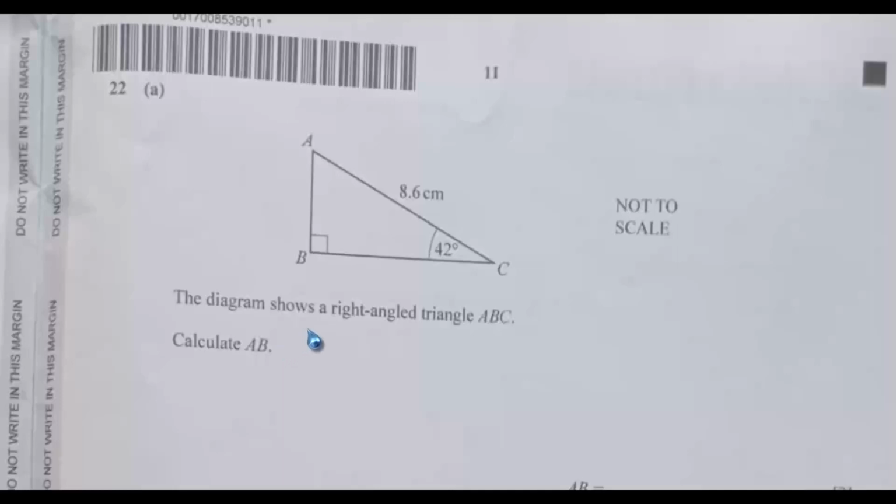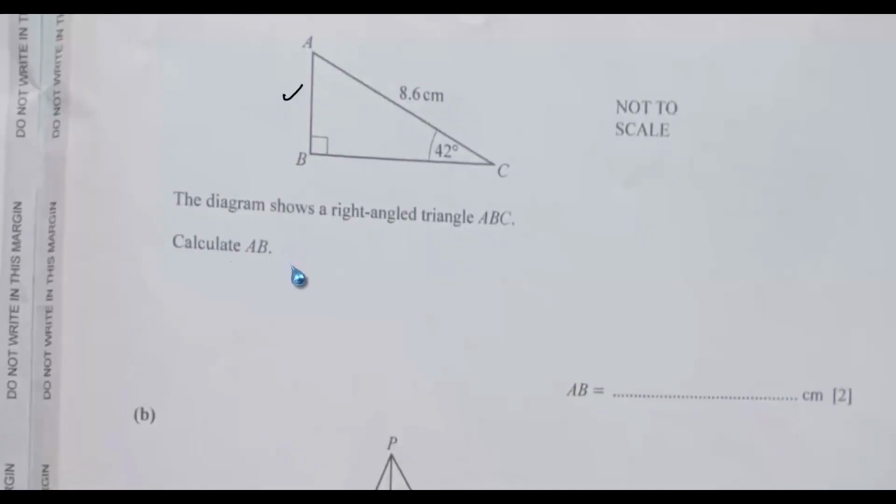So the next question will be question 22. Here you are given this diagram. The diagram shows a right angle triangle ABC. Calculate AB. To calculate AB, that is this side here, you can use opposite against hypotenuse. So I can easily use sine theta, that is sine 42, equals opposite over hypotenuse. Working here, let's scroll down a little bit. I can say sine 42 degrees equals opposite, which is AB, over 8.6.